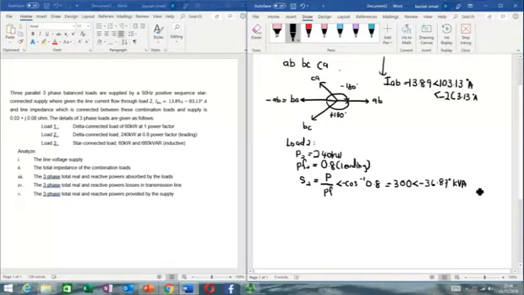So this one is three-phase S. You have to calculate S for one phase by dividing this by 3. So the answer is 100 kVA, angle 36.87.